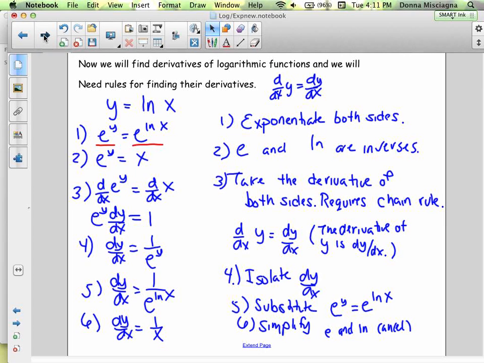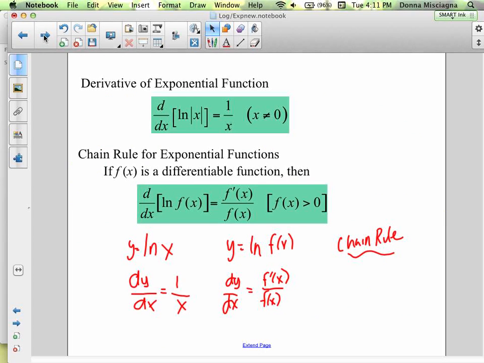All right, now let's work with natural log of x a little bit. All right, so the derivative of exponential function, chain rule for exponential function. So the derivative of natural log of x is 1 over x, but sometimes we take the natural log of something that's not just an x.